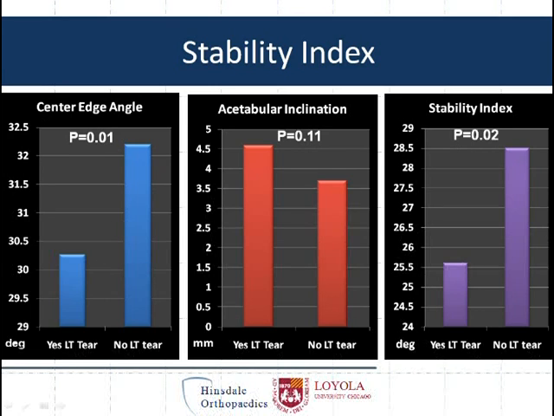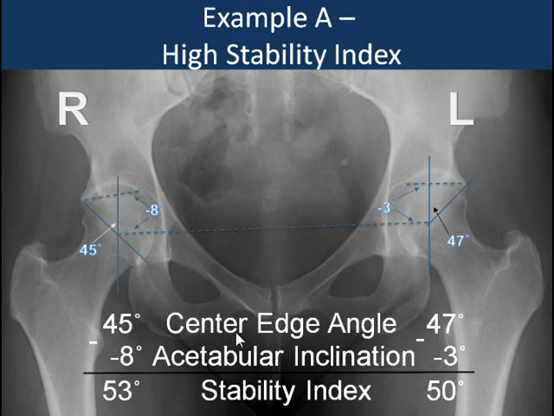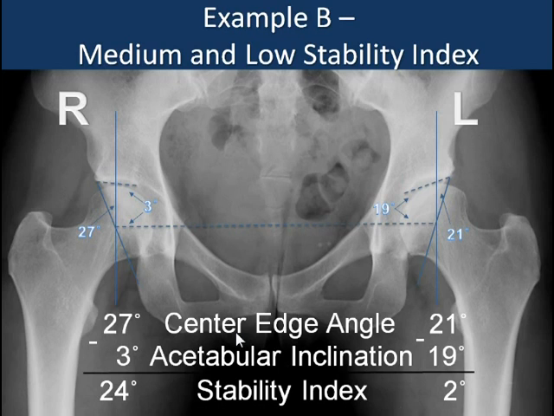For that reason, we decided to divide the patients into 3 groups, having the lower 25th percentile as low stability index, below 16 degrees of stability index, and the upper 25th percentile as high stability index, that was above 38 degrees. This is an example of a patient with high stability index on both sides. He has on the right 53 degrees and on the left 50 degrees of stability index. And this example shows a patient who has medium stability index on the right, 24 degrees, whereas on the left it's only 2 degrees. So we have low stability index. You can see that the inclination is very high. On the left, it's 19 degrees.